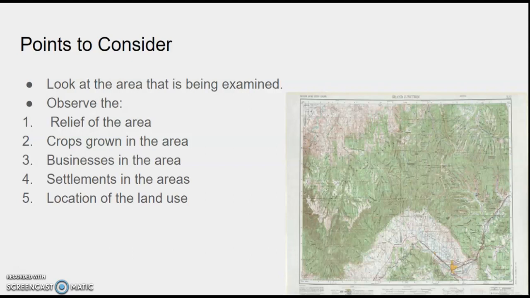Also look at the settlement in the areas. Is it linear? Is it dispersed? Is it nucleated? Also look at the location of the land use. Is the land use mainly along a coastline? Is the land use in the interior? Are there more settlements in areas closer to water as opposed to areas that are not? These are some points you can consider when you're doing map work in the exam.